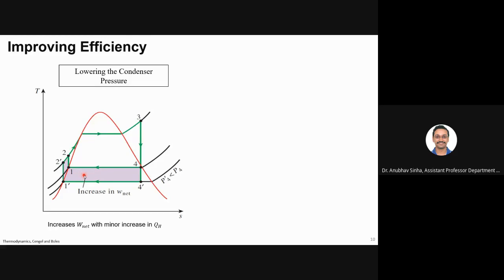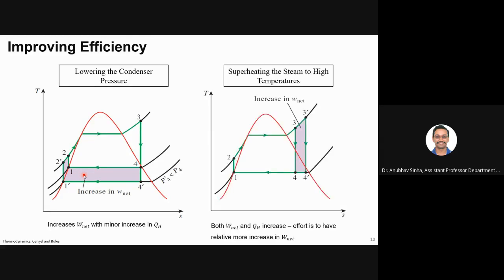Okay. Now let us look at superheating the steam to high temperature. So instead of going to 3, you can go to 3 dash. This will increase your work, but your heat is also increasing. Okay, so you have to heat more. From 3 to 3 dash, a greater amount of heat is required.